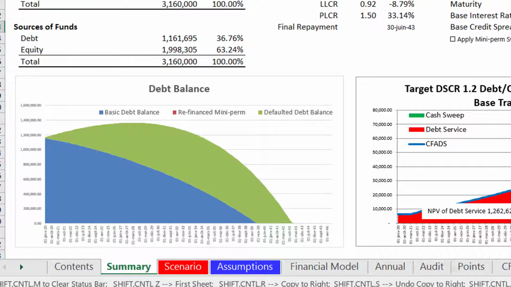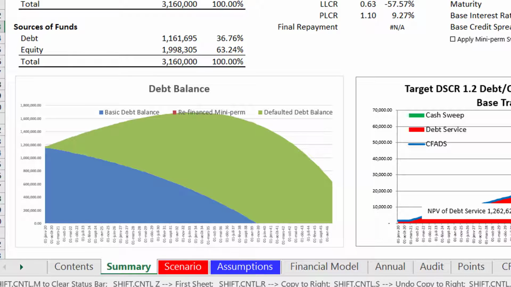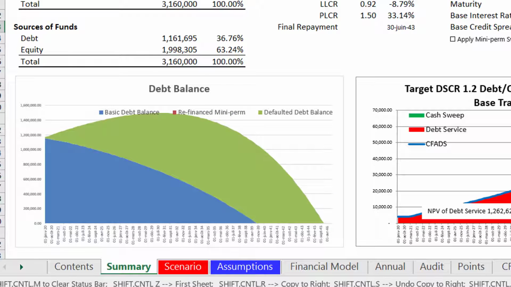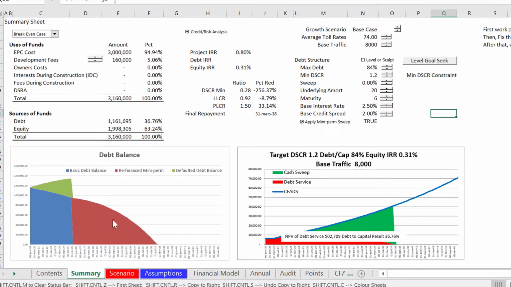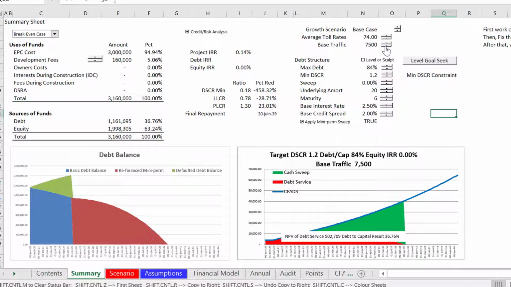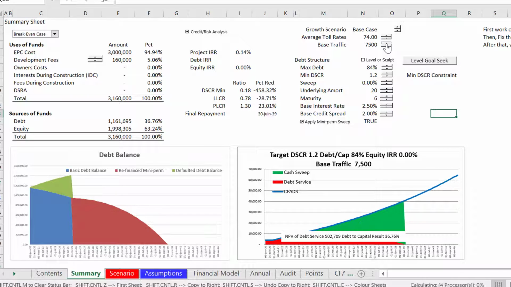But if we keep pushing the traffic down, eventually we get to the point where we can't pay off the debt. That's our break even. And if we have a mini-perm, frankly, it doesn't make much of a difference, well, maybe a little bit. Okay, so we repay the debt, and then we refinance the default rather, and then we repay the debt, and then we can again see how low we can go.